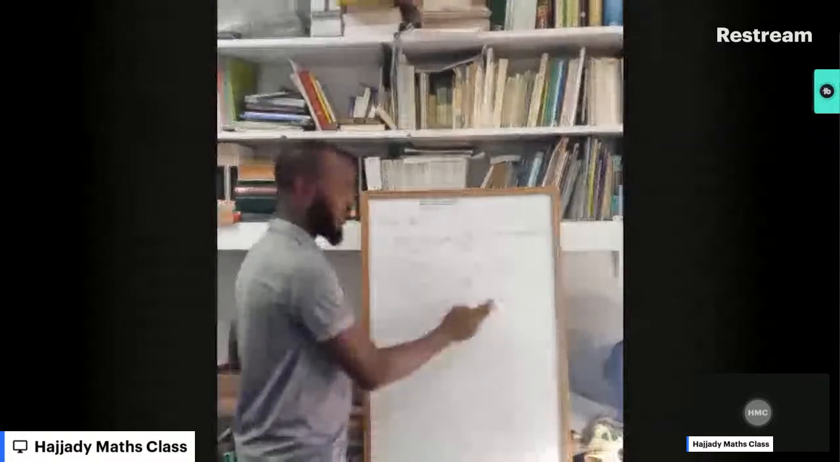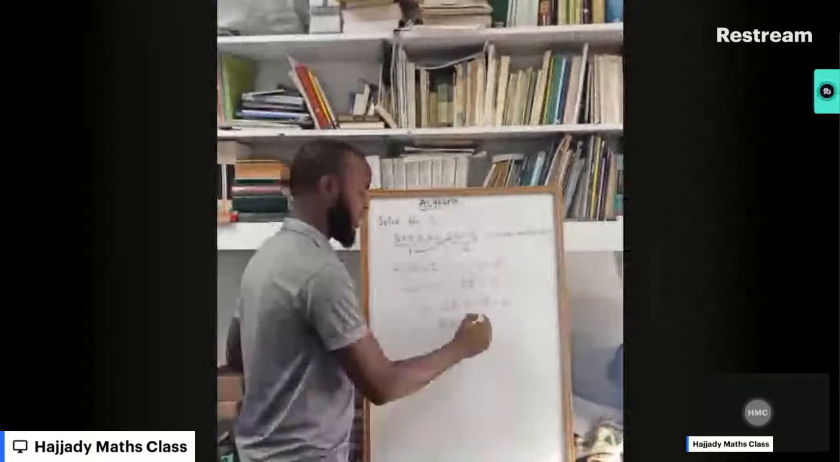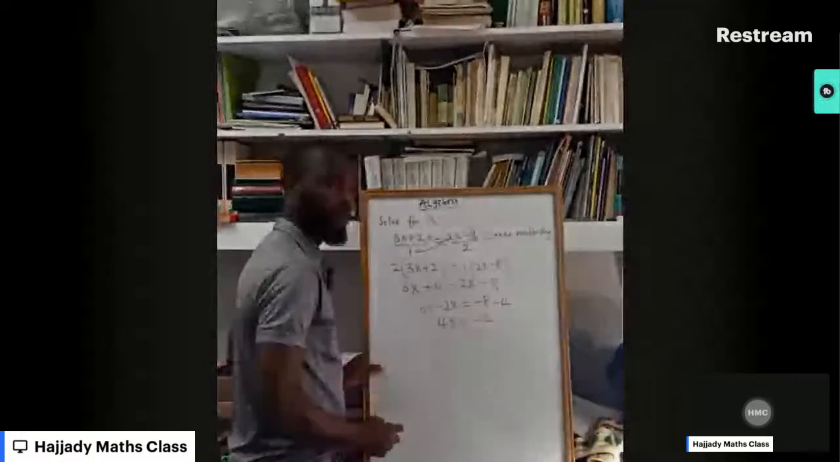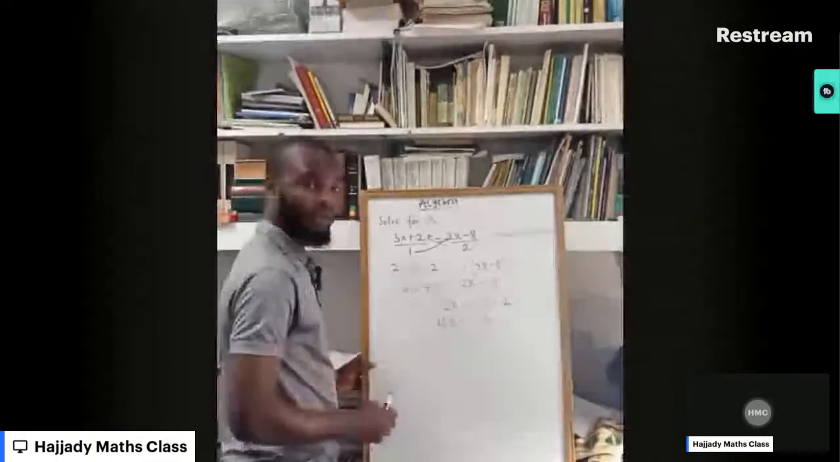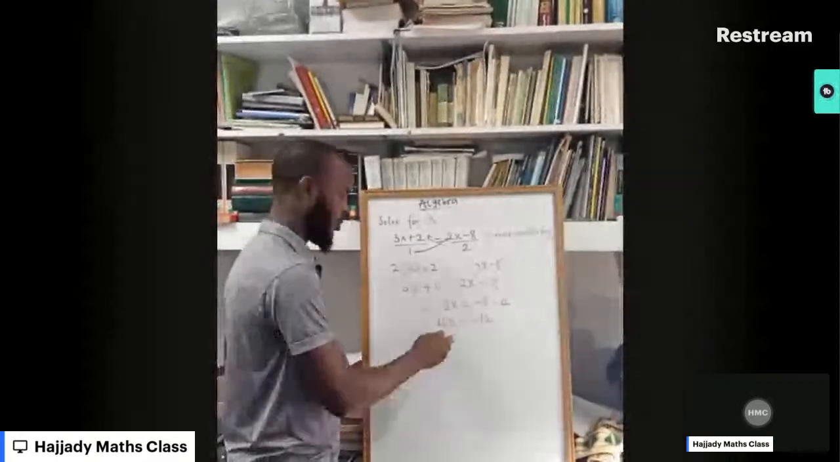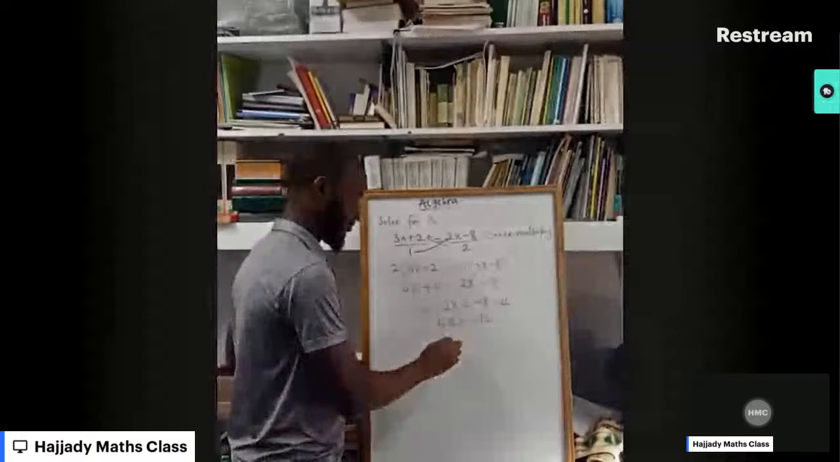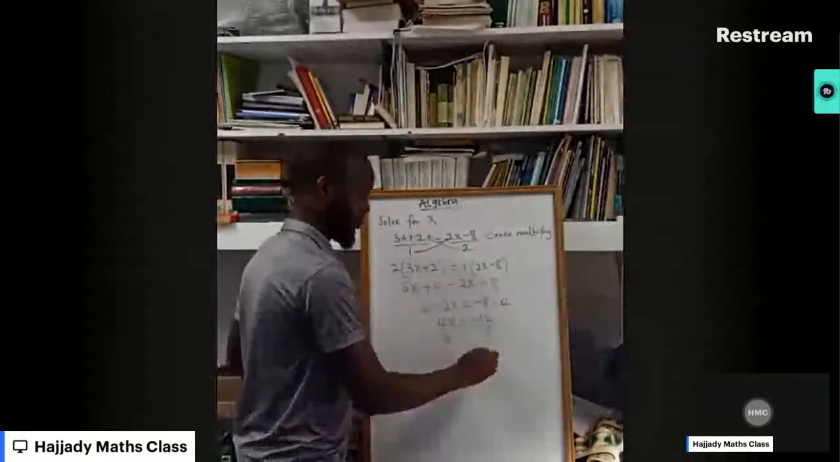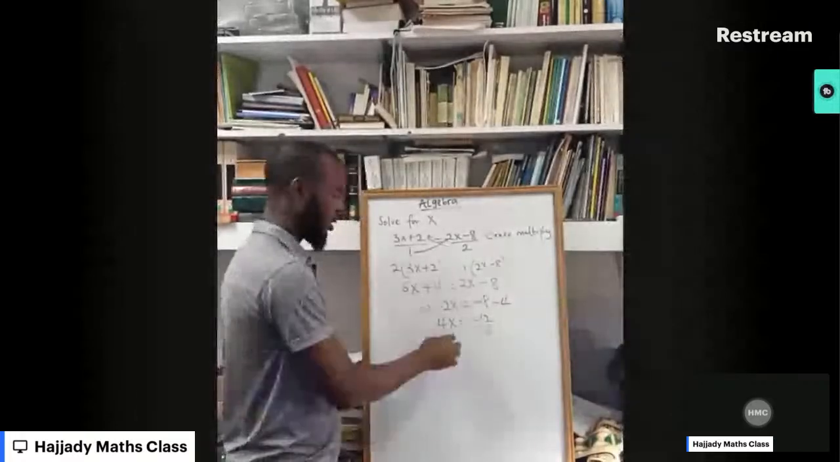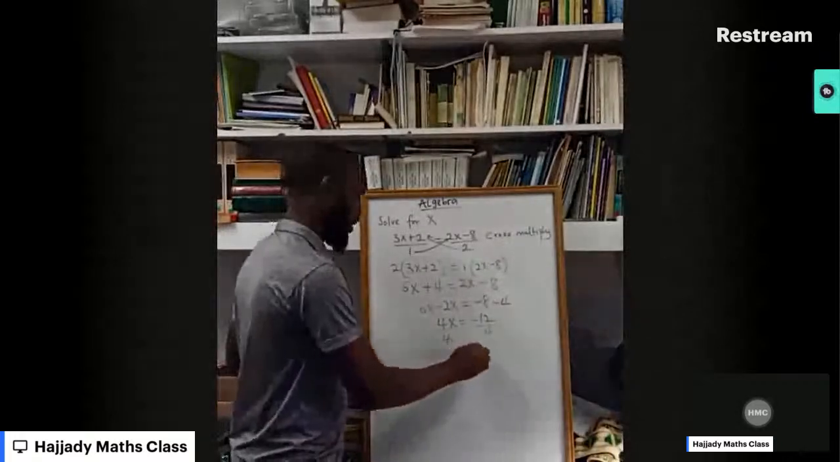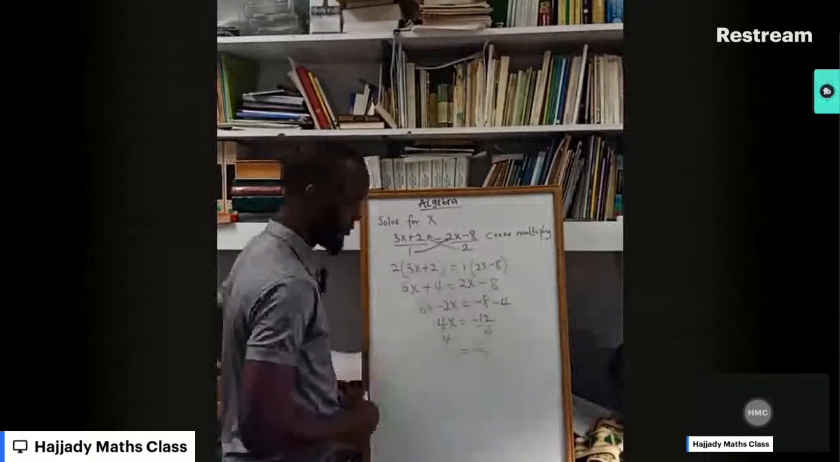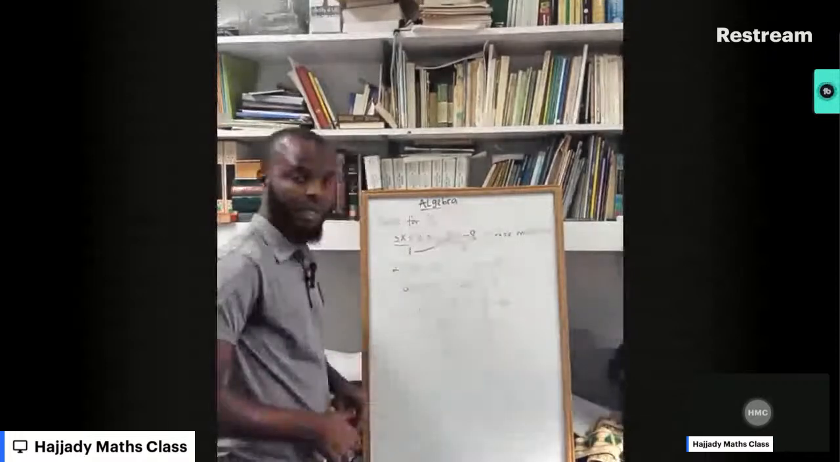Negative 8, negative 4. Here I'm having negative 12. So dividing both sides by the coefficient of x. What's the coefficient of x? Which is 4. So here I'm going to have x equals what? Negative 3. So that's what I have for this.